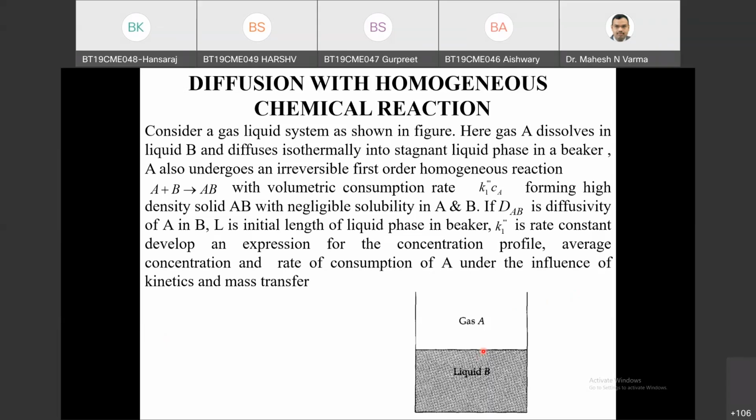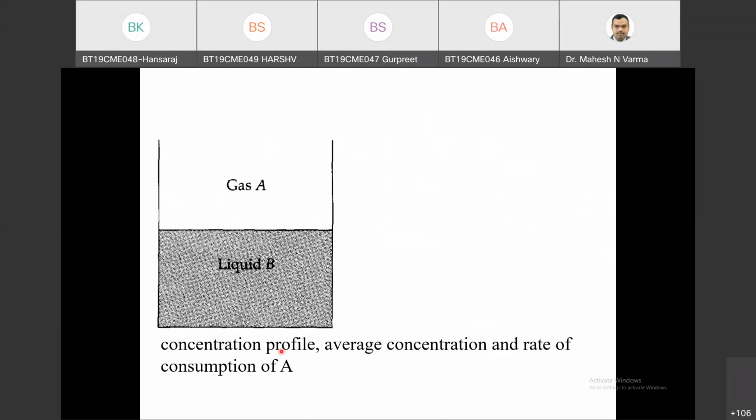Here you will have the highest concentration, and at Z equals to L, you will have the lowest concentration, with some linear or non-linear variation. If there is no reaction, it will be a linear variation. As there is a reaction, there will be a non-linear variation, and that non-linearity is due to the reaction. So that is expected. This is the concentration profile, and we are interested in the concentration profile.